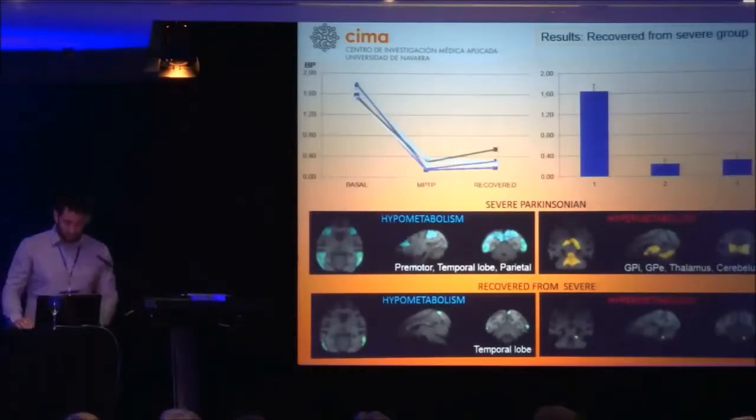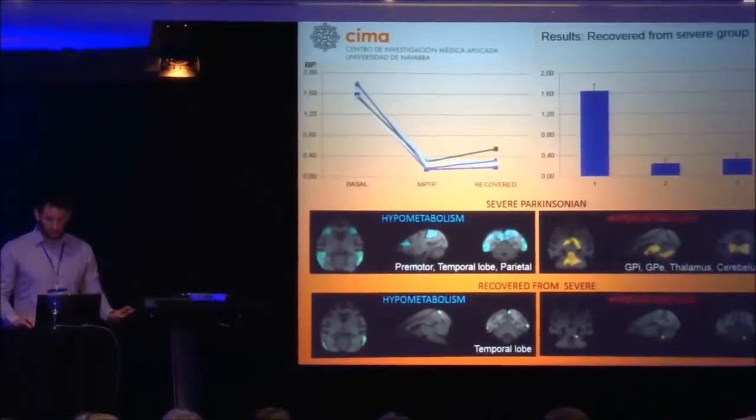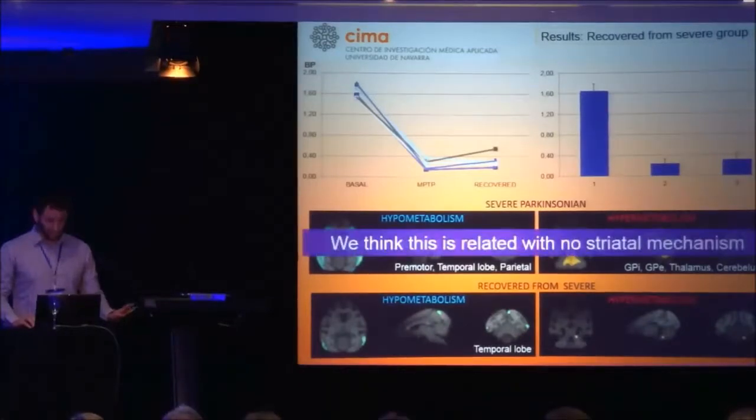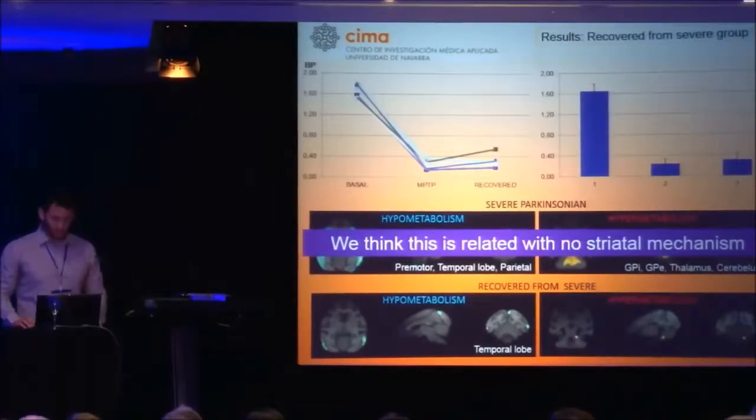A subgroup of severe monkeys were left to evolve for many months after the last MPTP injection and recovered fully. However, dihydrotetrabenazine binding potential values remained within the Parkinsonian range, while FDG PET became nearly normal in keeping with the behavioral evolution. This suggests a powerful extrastriatal compensatory mechanism that can be further studied in vivo by PET and other techniques. We think that this motor compensation is related to non-striatal mechanisms.